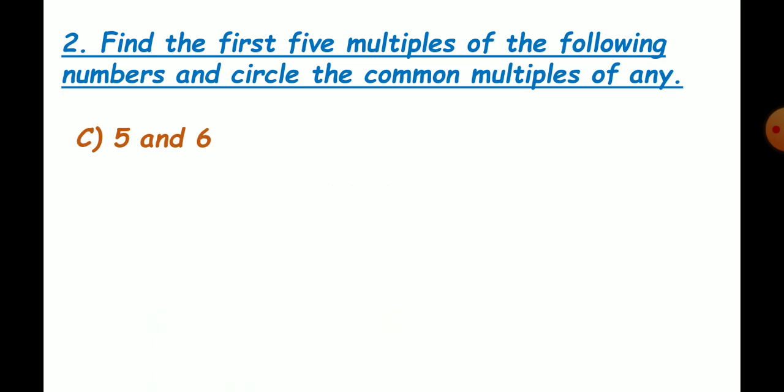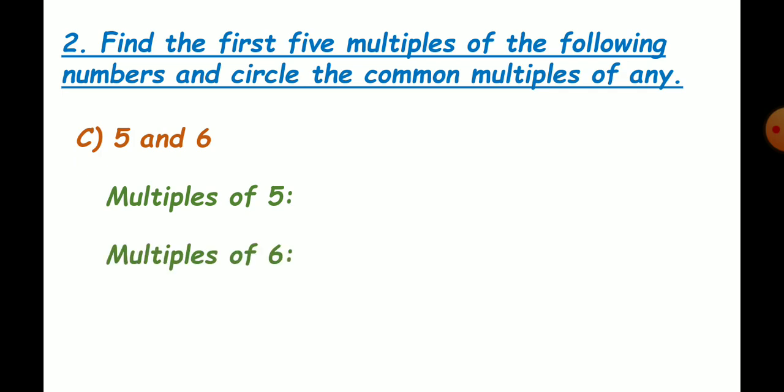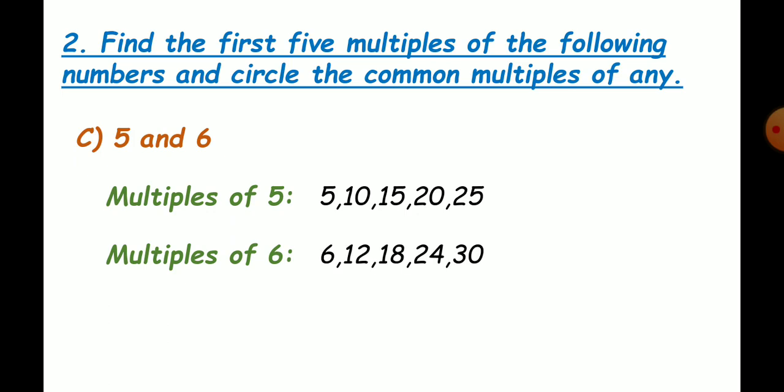Next, we are going to find the common multiple of 5 and 6. For 5: 5 ones are 5, 5 twos are 10, 5 threes are 15, 5 fours are 20, 5 fives are 25. The 6 table: 6 ones are 6, 6 twos are 12, 6 threes are 18, 6 fours are 24, 6 fives are 30.